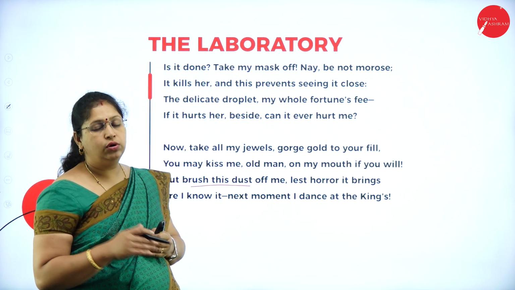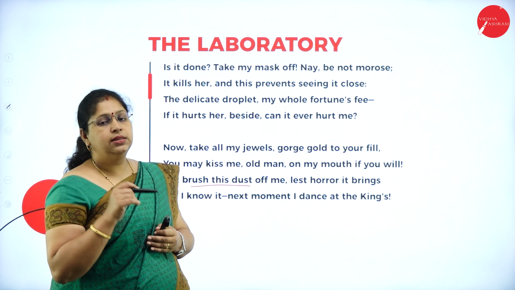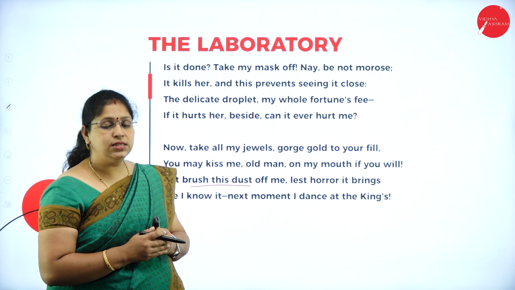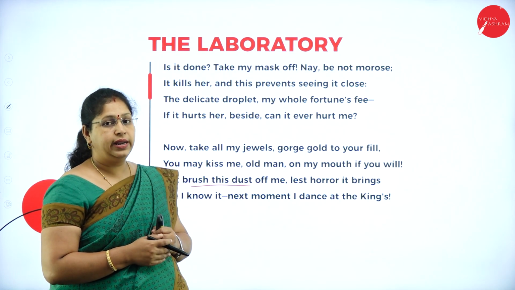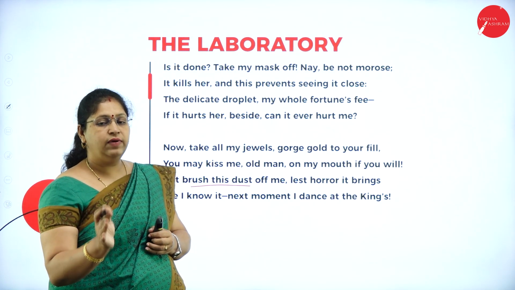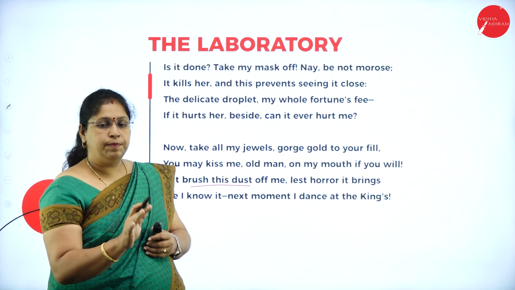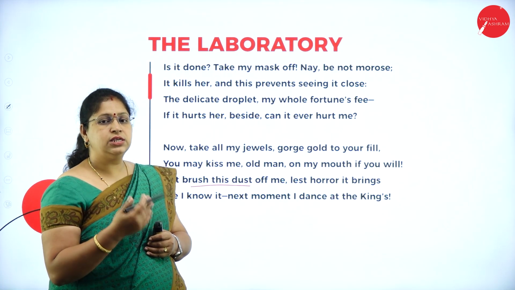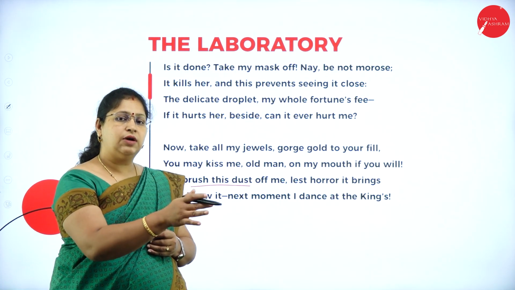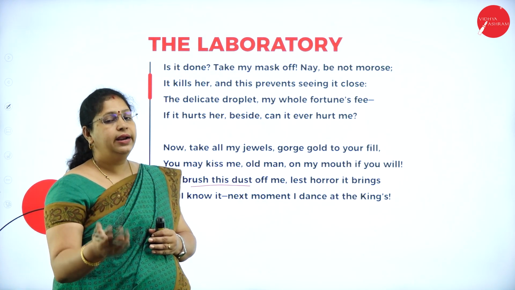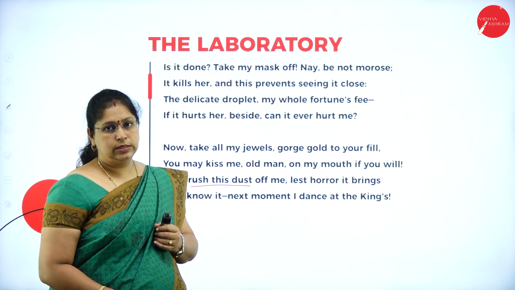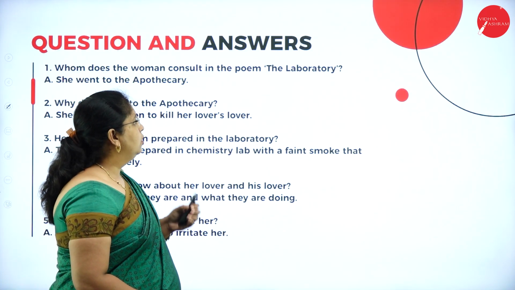So, what will she do if the woman dies? The speaker will dance at the king's court. She'll be very happy to dance there. So, her revenge will be completed. She wants to take the revenge that her lover's lover will be killed. If that is done, she'll be very happy. The speaker will dance at the king's. So, this is the poem.